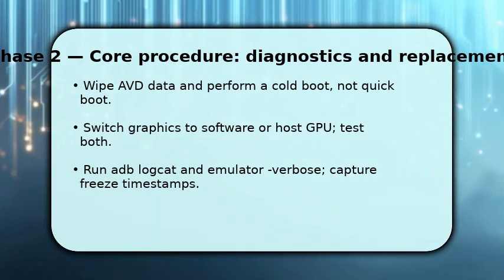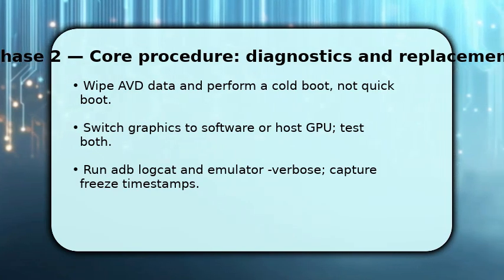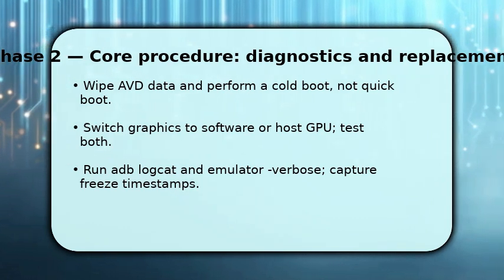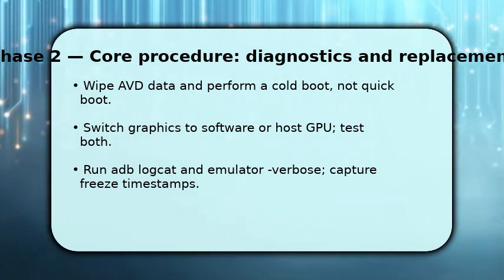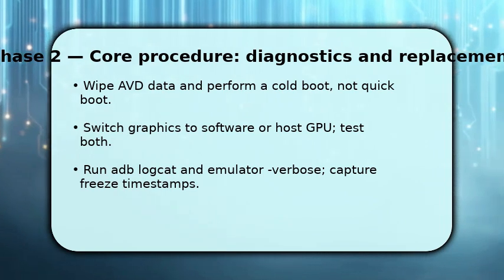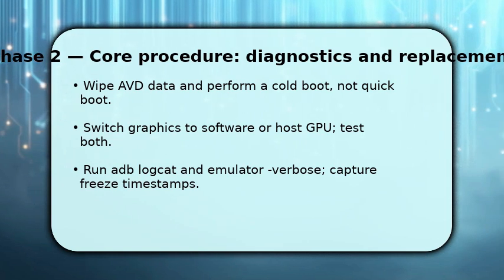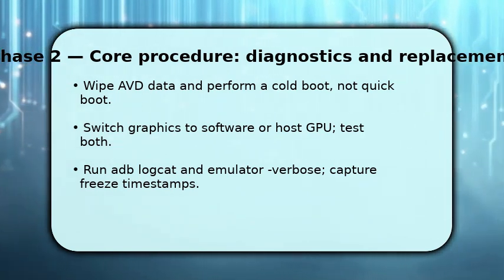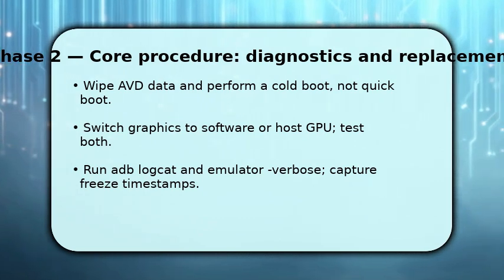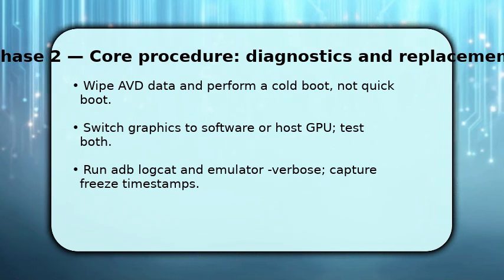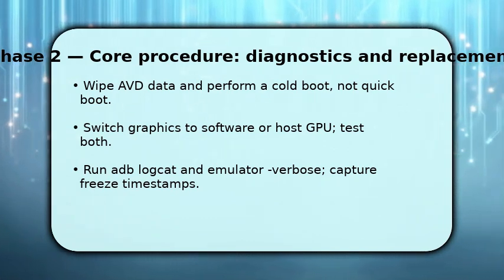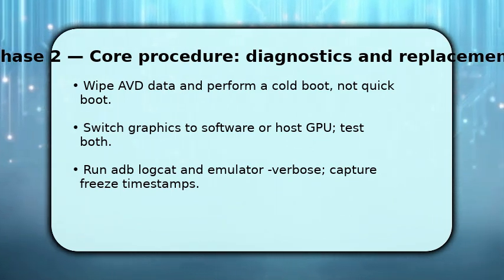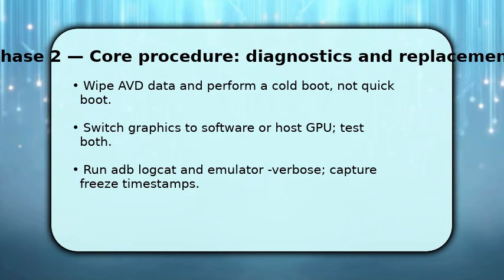Next, you perform the heavier lifts. Wipe AVD data and force a cold boot because quick boot can preserve corrupt state. Then, toggle graphics between software and host GPU to isolate driver issues. Some freezes appear GPU-related. While reproducing the freeze, run adb logcat and emulator verbose to capture errors and timestamps so you can correlate events. If needed, adjust the emulator engine, increase the VM heap, and retest. These actions reveal root causes and often resolve recurring stalls.